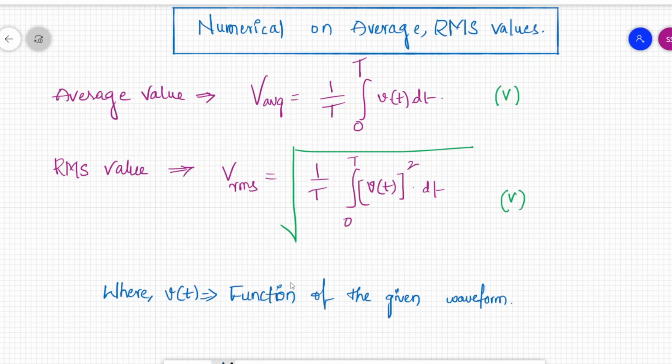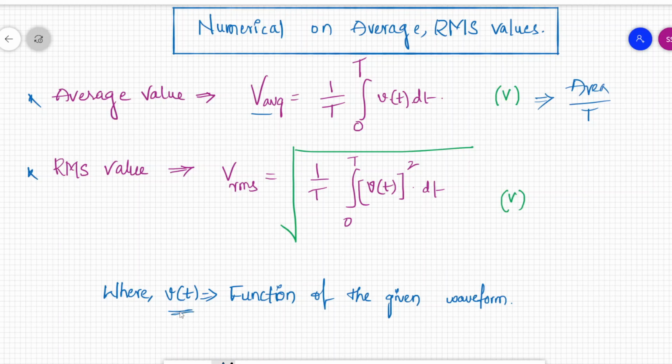Hello students, now let us try to solve a few numericals to find average and RMS values. So how can you find the average value or RMS value of a given waveform? We have derived an expression for each of them. V average equals 1 by T integral 0 to T V of t dt. That is, the average value is nothing but the area under the curve divided by the time period, the total time taken for one full cycle. Similarly, RMS is under root 1 by T integral 0 to T V of t whole square into dt.